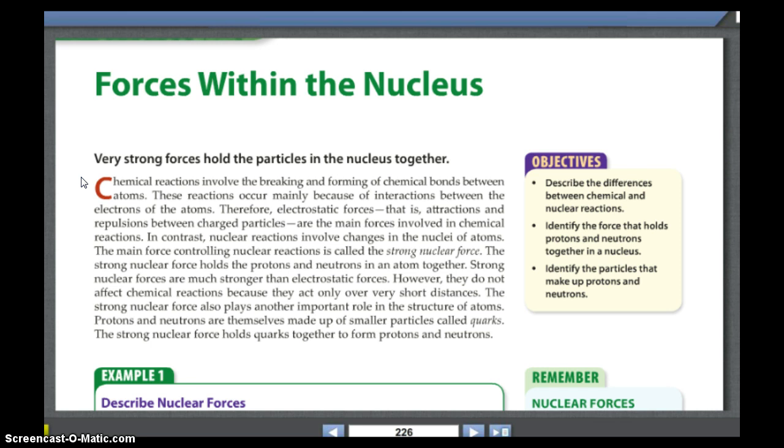Okay, so it's super strong, but it only reacts over such a tiny distance that basically the electrons can ignore it. The strong nuclear force also plays another important role in the structure of atoms. Protons and neutrons are themselves made up of smaller particles called quarks. The strong nuclear force holds quarks together to form the protons and neutrons.